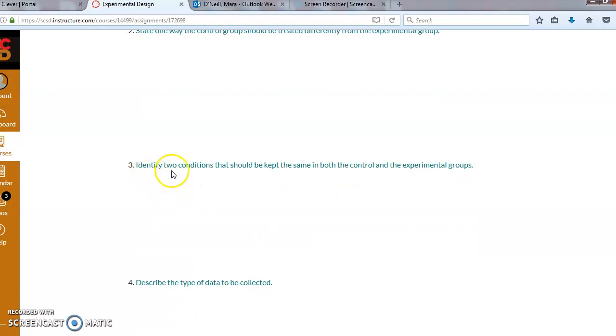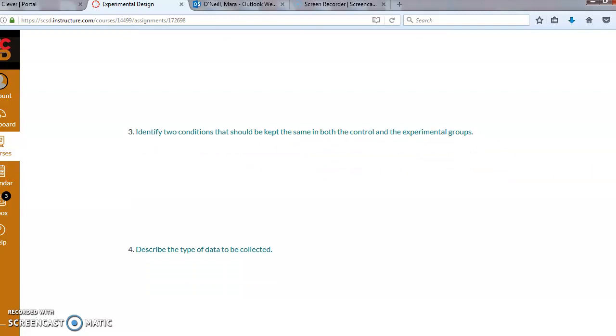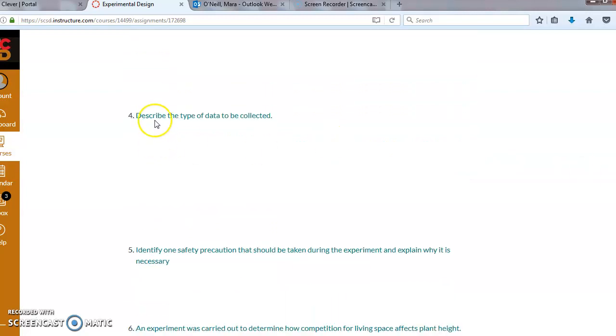Number 3. Identify 2 conditions that should be kept the same in both the control and the experimental groups. Describe the type of data to be collected. Number 5. Identify one safety precaution that should be taken during the experiment and explain why it is necessary.